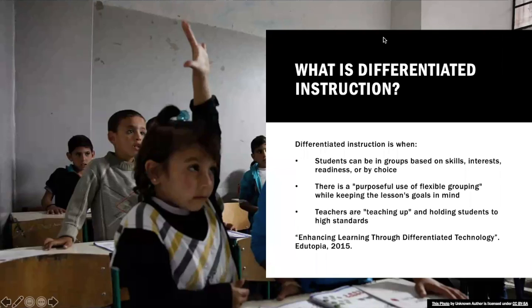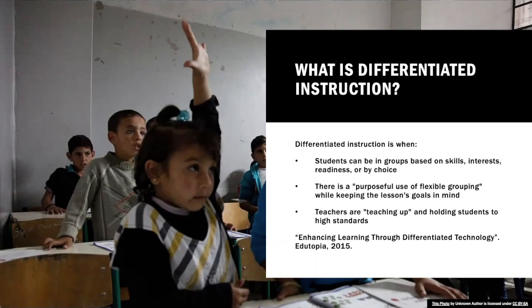So first off, we have to talk about what differentiated instruction is. Here they give three points about what is important to differentiated instruction. They say it's when students can be grouped based on skills, interest, readiness, or by choice. So a lot of group work is important, but more importantly, either students are choosing that group or they're grouped based on a common characteristic. And then also when there's a purposeful use of flexible grouping while keeping the lesson's goals in mind. That's really what we're going to be talking about today.